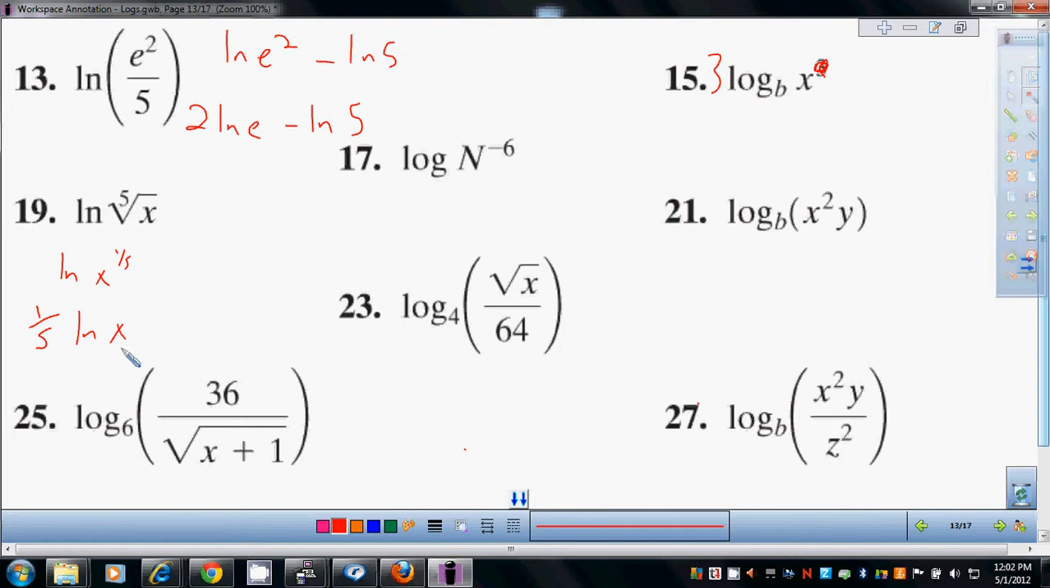Let's look at 23. Who wants to start me off? Adam, I think you can start me off on this one. 23. When in doubt, just say log. Okay, good start.